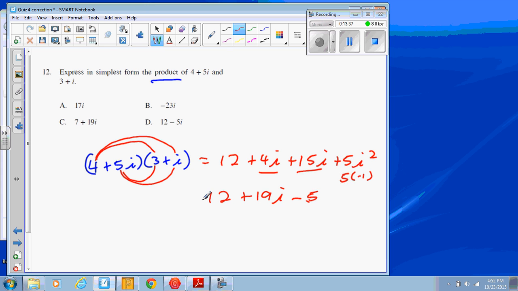And now I simplify by combining like terms. The 5 and the 12 do not have any I's with them. I combine them together. 12 minus 5 is 7. Plus the 19I. So that's the answer to that one right there.